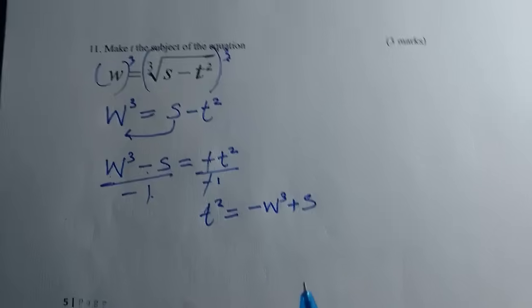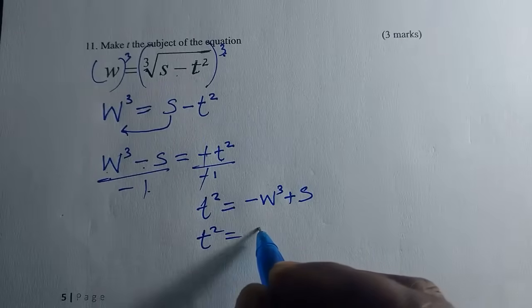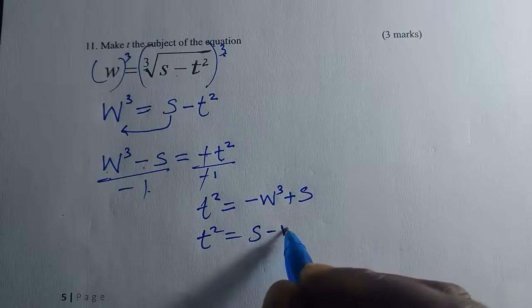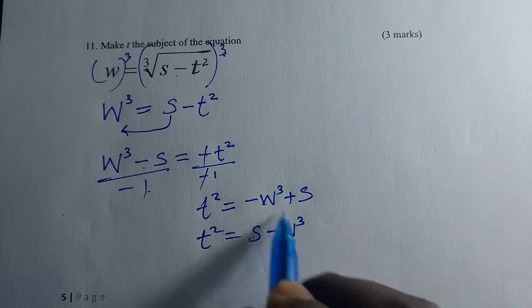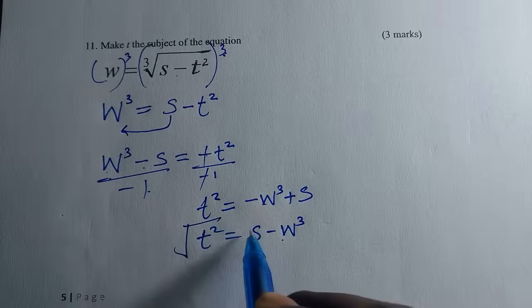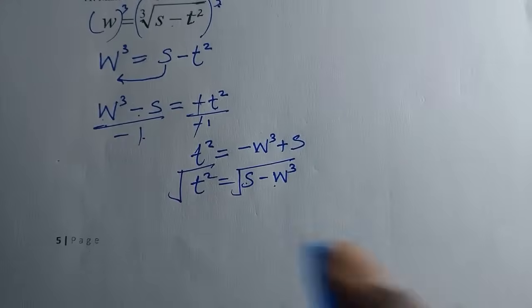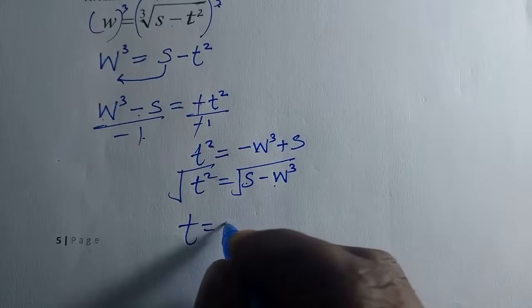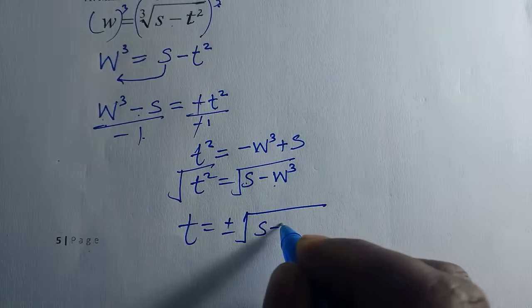So this is the same as t squared is equal to s minus w cubed. It is the same. This and this are the same. s is positive, w is negative. So to find t, you find the square root of both sides. So t is equal to plus or minus the square root of s minus w cubed.